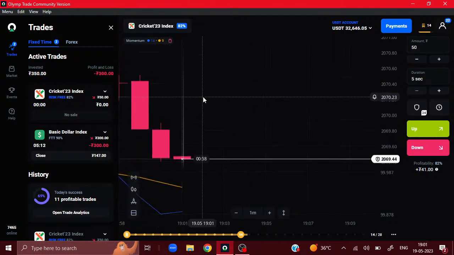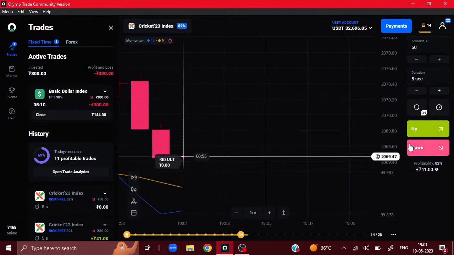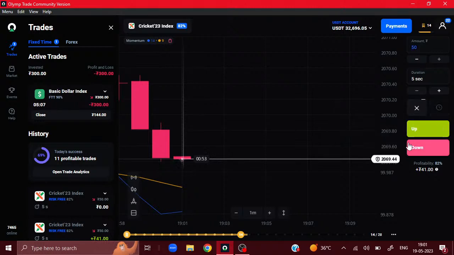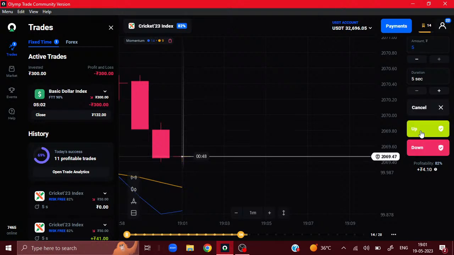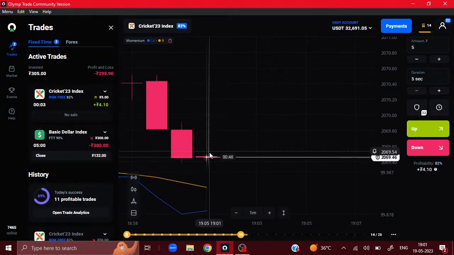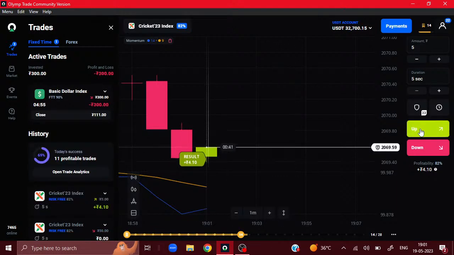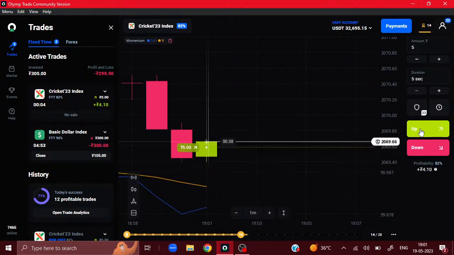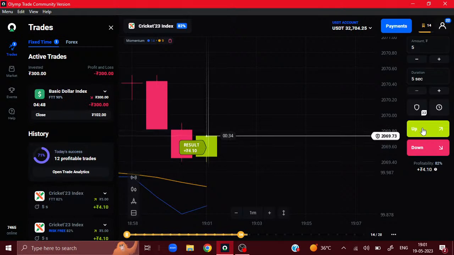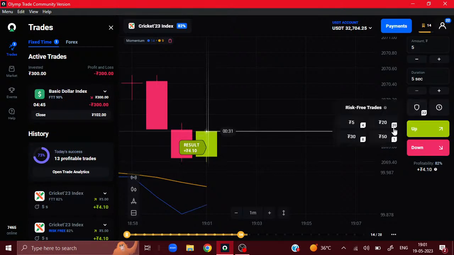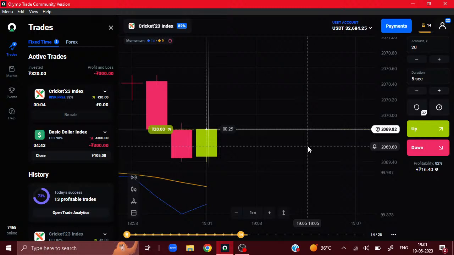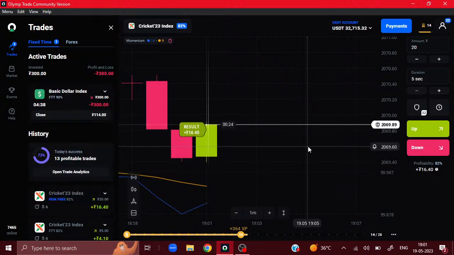See, it went standoff. Let's again try. Let's go for a $5 risk-free trade in the upward direction. So I made a trade here. Okay, I won this one. Let's try again. Again I won the trade. Let's try once more. So it is also going in our favor, I think. Yeah.